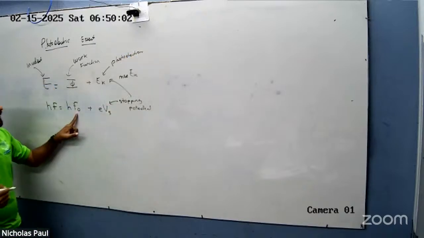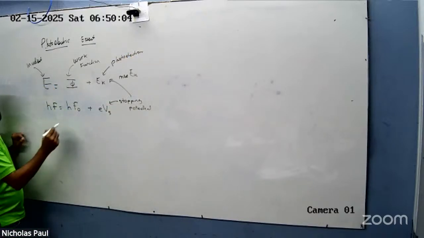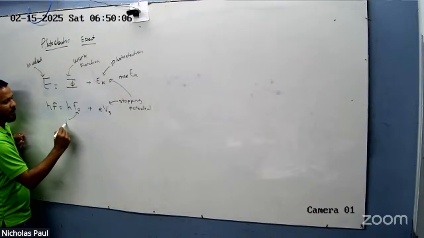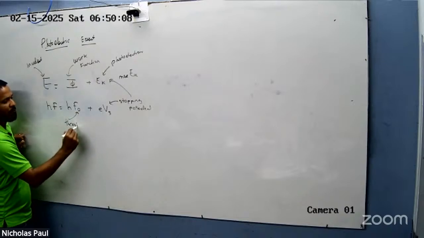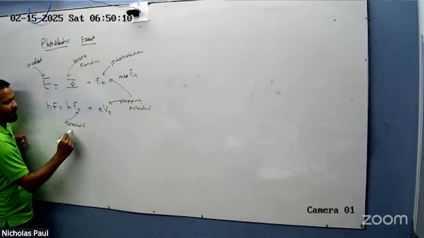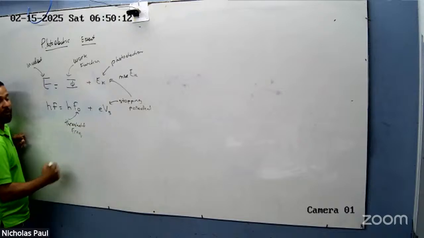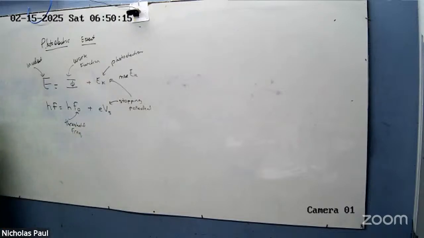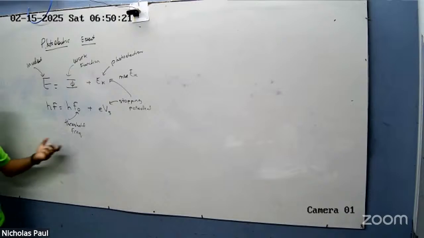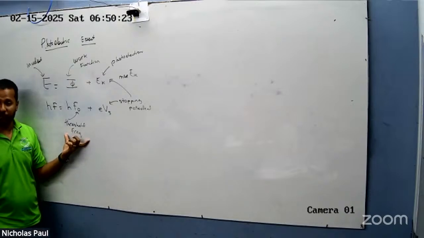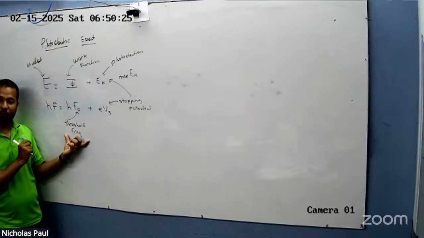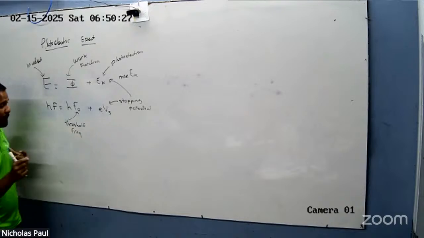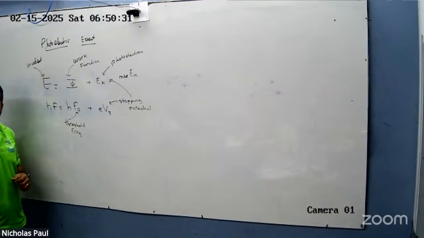What's f naught again? Nikila, f naught is what? Is it the minimum or maximum frequency? The minimum frequency. In this case, the threshold frequency is the minimum frequency that allows the photoelectric effect to happen.